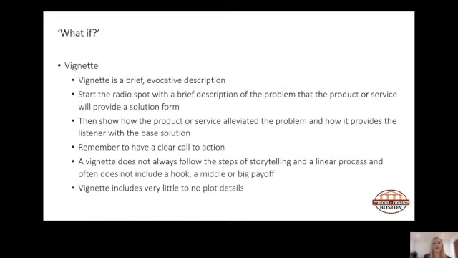An example of how to start a vignette for a pesticide commercial could be: the sweet smell of the freshly baked apple crumble filled the air. Not too far away was a tiny red ant climbing on the kitchen counter. It caught the smell of the freshly baked crumble, and then it goes from there.